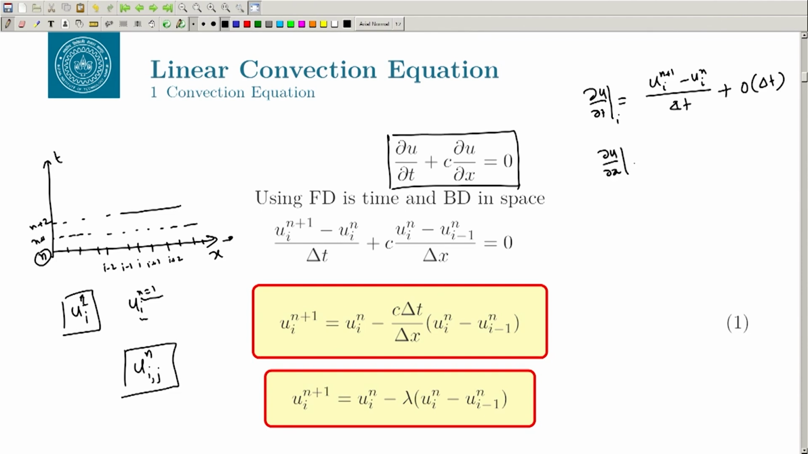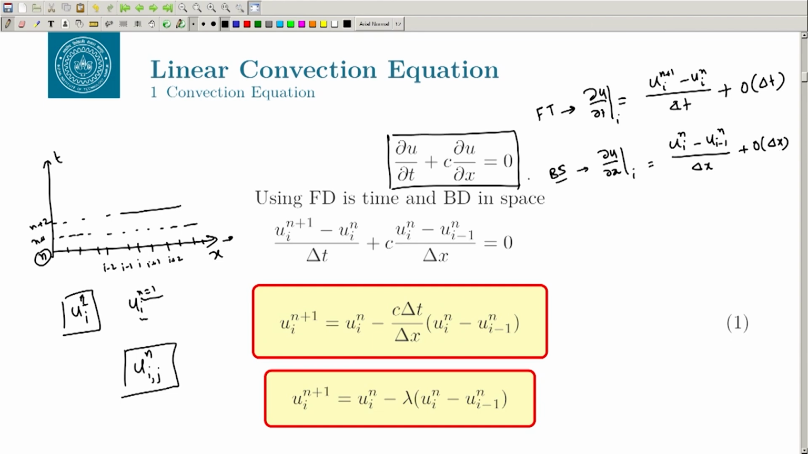For del u by del x, you can use forward differencing, backward differencing, central differencing, whatever you want, but you will see that depending on what scheme you use, our solutions may be correct, incorrect, or the solution may blow up also. So, I am using forward in time and backward in space. This scheme is called FTBS, forward in time, backward in space. So, this is u_i^n minus u_(i-1)^n by delta x, and this will be order of delta x.